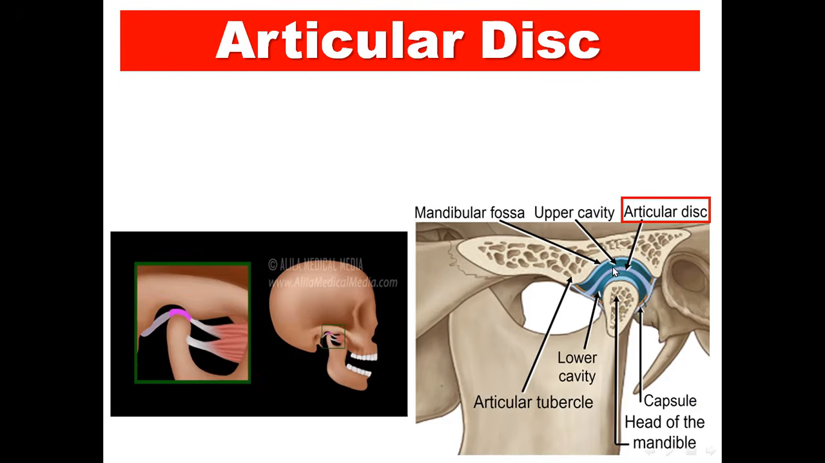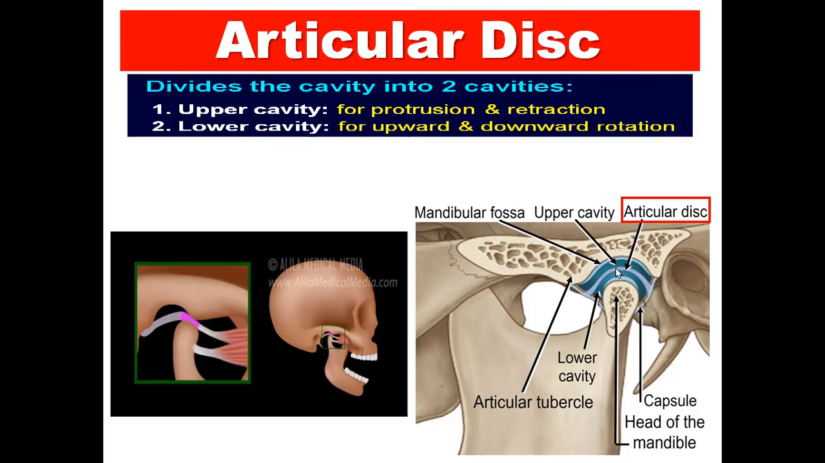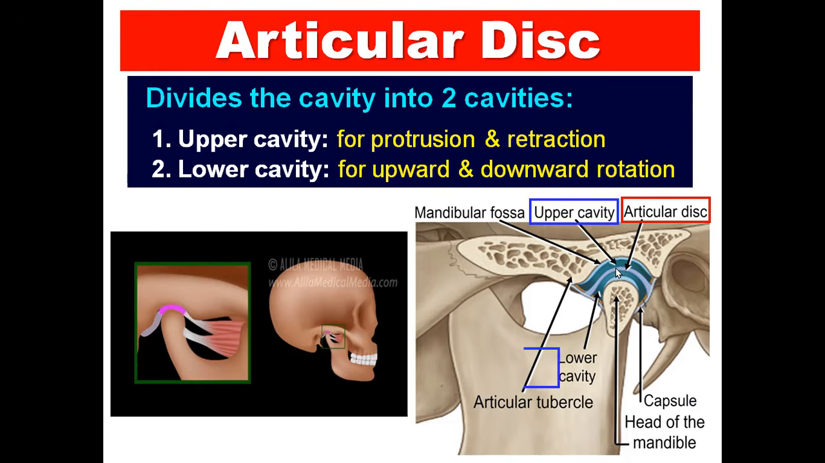Regarding the articular disc, this is the articular disc. This disc divides the temporomandibular joint into two cavities, cavity above and the cavity below. The upper cavity permits protrusion and retraction, permits forward movement and backward movement. The lower cavity permits rotation of the mandible, upward movement and downward movement.